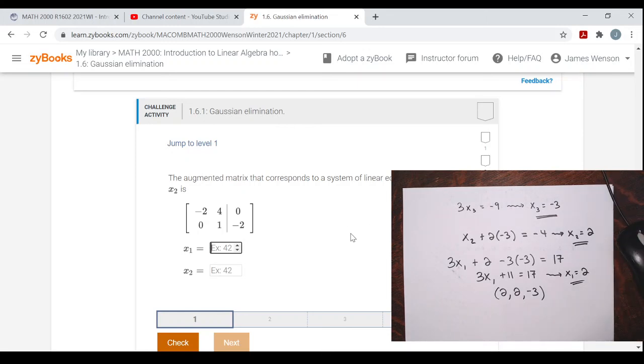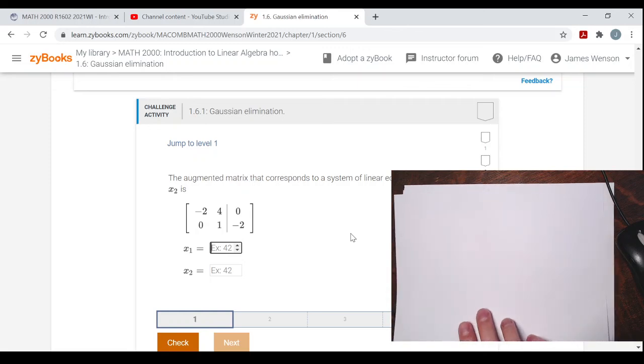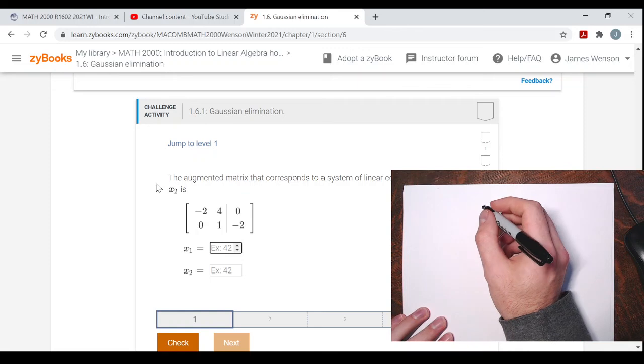All right, let's keep the paper up. So we have an augmented matrix that corresponds to a system of linear equations. Now, look, this is already in echelon form. You can verify that for yourself. Now that it's in echelon form, I can solve using back substitution. That last row, 0, 1, negative 2, that's x2 equals negative 2.